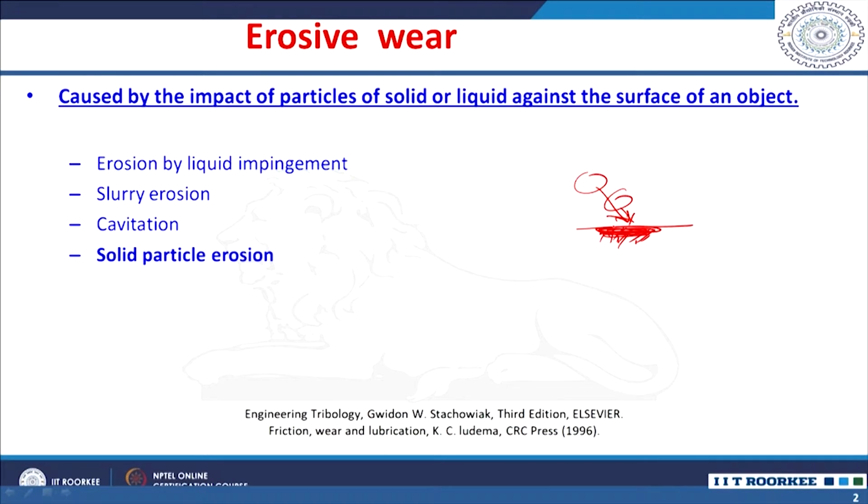So, erosive wear can happen in a number of ways. For example, erosion can happen by liquid impingement. The liquid can strike the surface and lead to material removal. With a mixture of particles and fluid, you have slurry erosion or cavitation erosion, a mechanism where cavities are formed. Or you have solid particle erosion, where several particles impinge on the surface and lead to material removal.